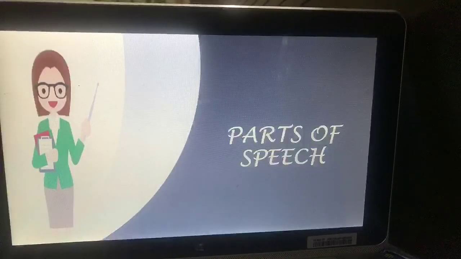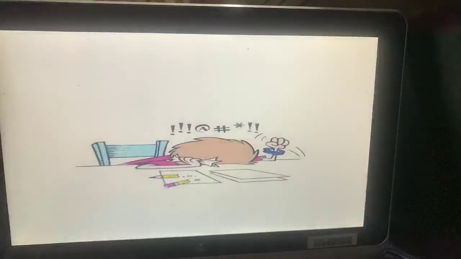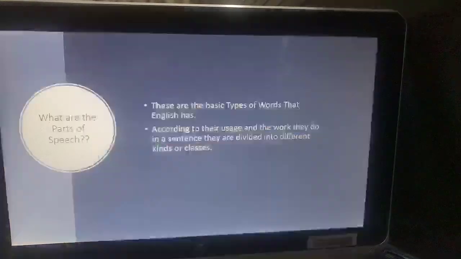I know it's a very cliche topic and most of you get annoyed and make faces like this. But I assure you, I'm going to teach this in the easiest and most understandable way. So let's start with it.